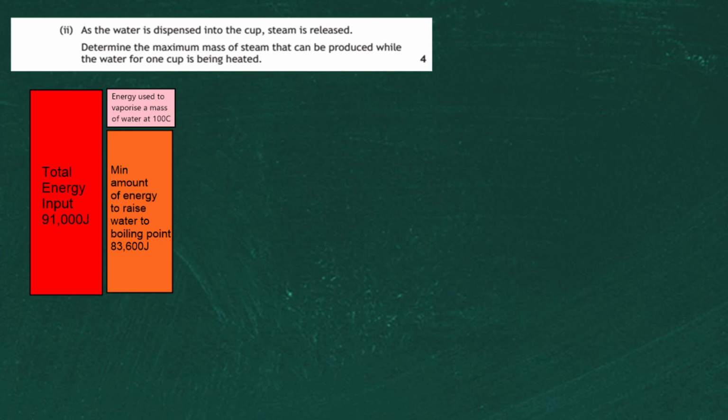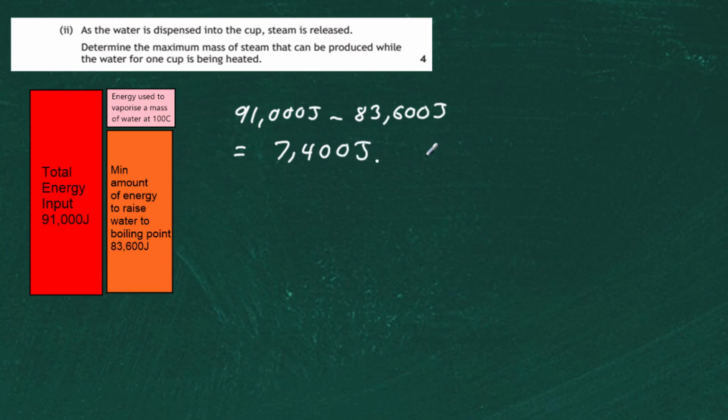And we can work out what that energy is. The energy required to do that is, well, 91,000 joules were put in originally. If we take away the 83,600 joules, we are left with the amount of energy which is going to be responsible for changing the state of water, liquid water, into a gas, and that gives us a clue as well. So we do that calculation, and we find we have 7,400 joules that has gone into the water to change it into the gas.